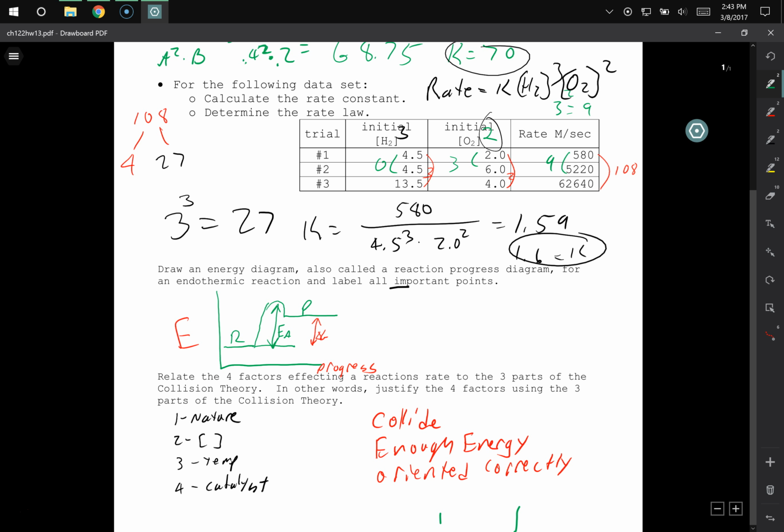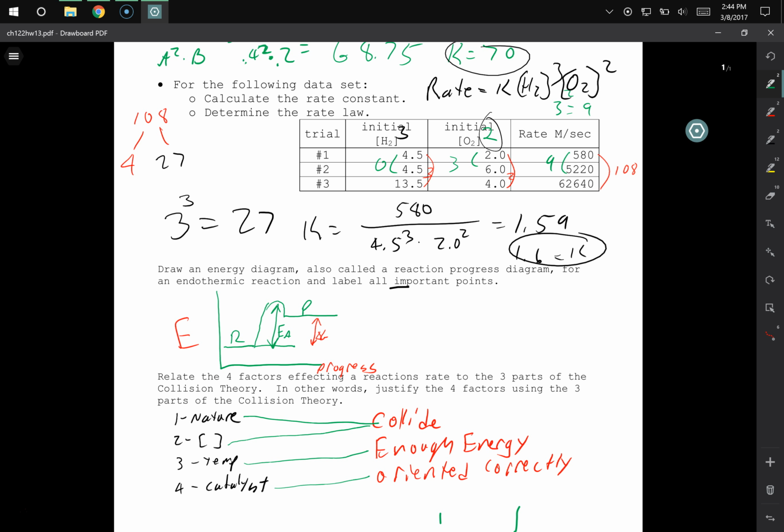So for them to collide, that's about the nature. So if I have a gas as opposed to a solid, they're more likely to run into each other. So that's about collisions. If I increase the concentration, they're more likely to collide with each other. If I increase the temperature, then they're going to have enough energy. And if I insert a catalyst, then they're more likely to be oriented correctly. You okay with that? All right.